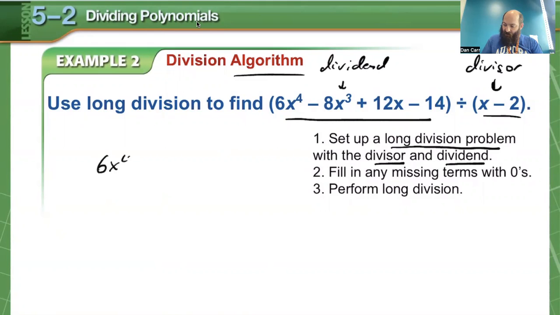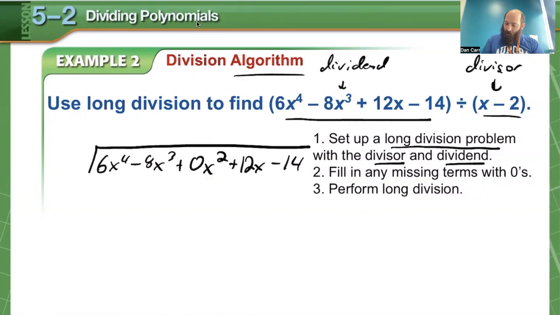I have 6x to the fourth minus 8x to the third. And it doesn't show here, but you notice how it jumps from x to the third to x. So I'm still going to show x squared as being 0x squared. This doesn't change the problem. Fill in any missing terms with zeros. Since I'm skipping x squared, I'm going to put a 0x squared there. Then plus 12x minus 14. Here's my division symbol. Then I'll put x minus 2 right here.